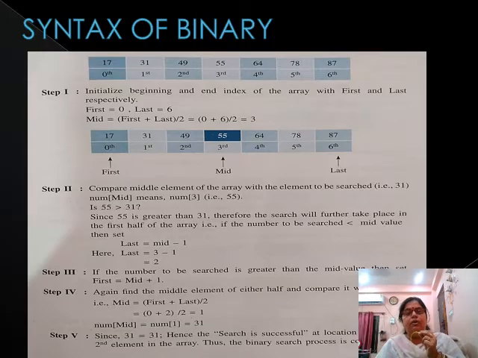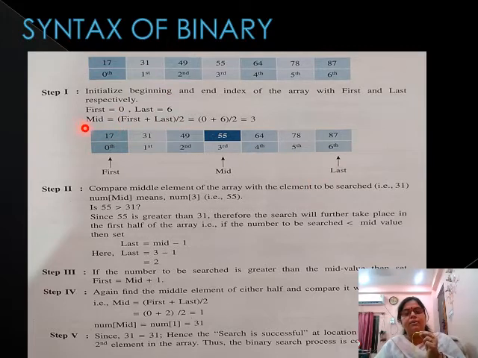Now see the syntax of binary search. In position 0 is 17, first position is 31, second is 49, third is 55, fourth is 64, fifth is 78, and sixth is 87. See how we are going to do it. First, initialize the beginning and end index of the array with first and last respectively. The first index is 0, and the last index is 6.